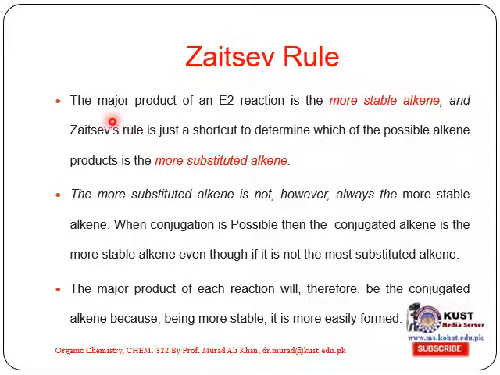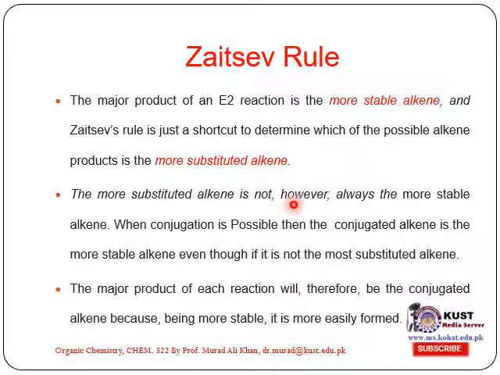The more stable the alkene, the more it will be the major product in an E2 reaction. The Zaitsev rule is just a shortcut to determine which of the possible alkene products is the more substituted alkene. The more substituted alkene is not, however, always the more stable alkene. When conjugation is possible, the conjugated alkene is the more stable alkene, even if it is not the more substituted one. The major product of each reaction will therefore be the conjugated alkene, because being more stable, it is more easily formed.